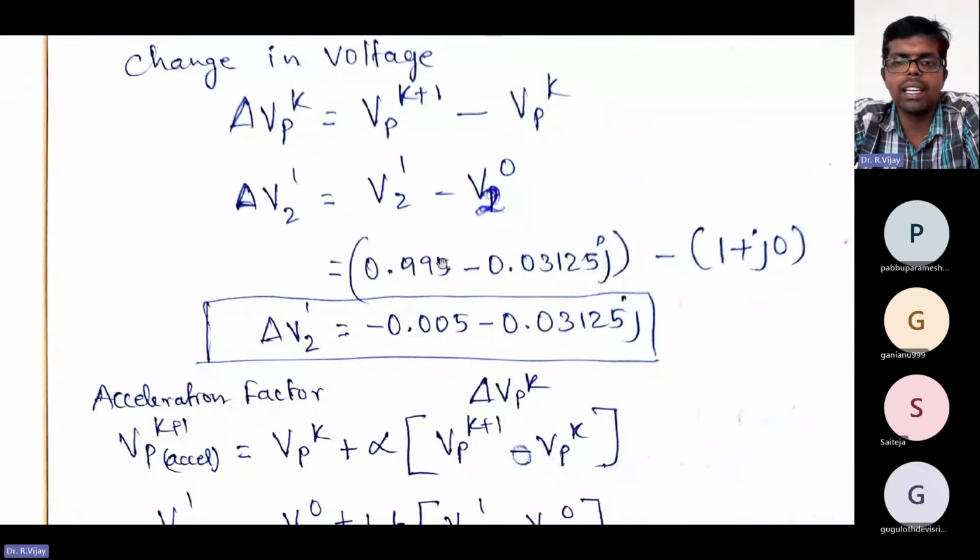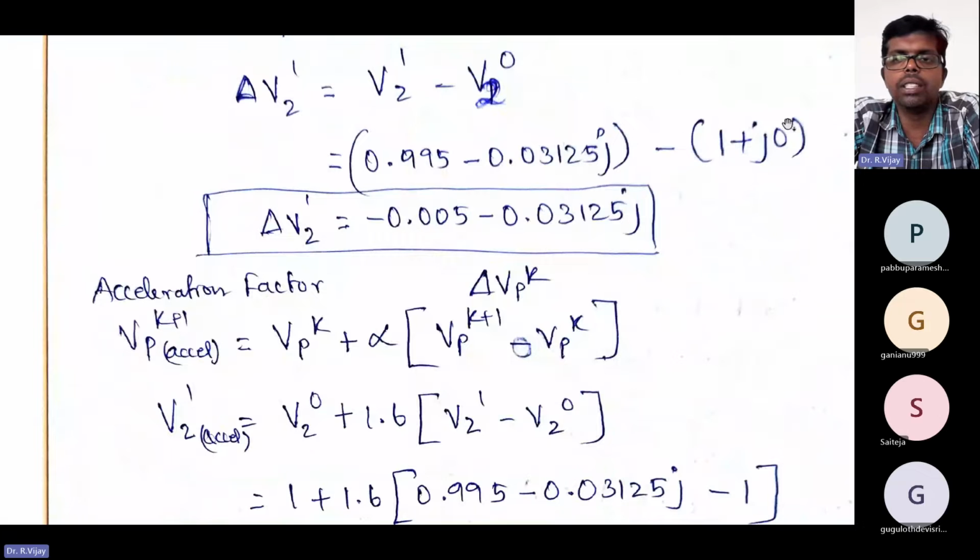Flat start. Just calculate using your scientific calculator. You'll get the answer as minus 0.005 minus 0.03125 J. This is the change in the voltage.